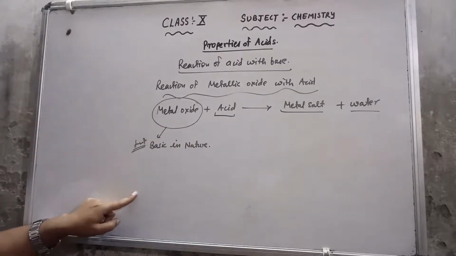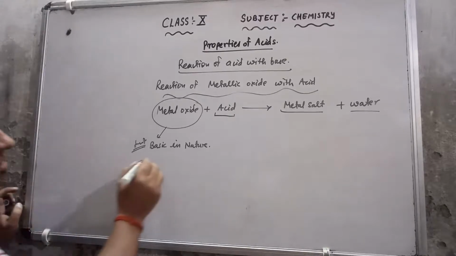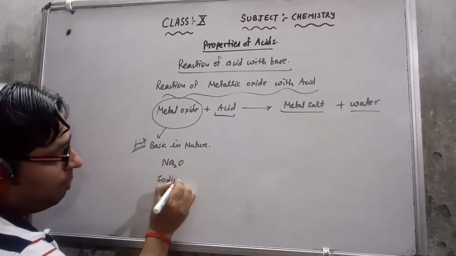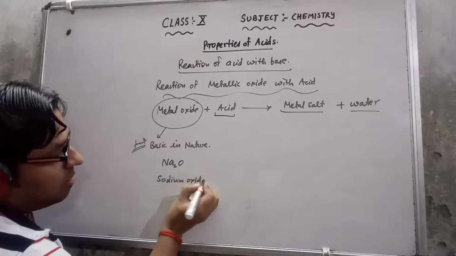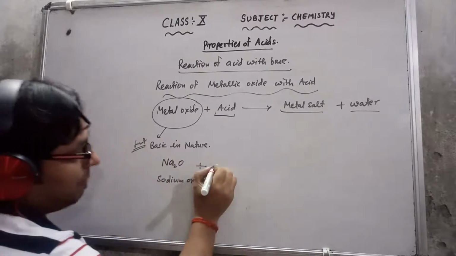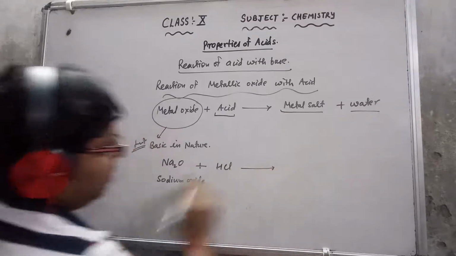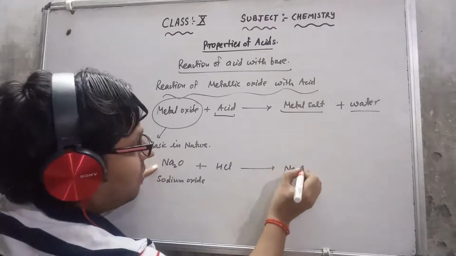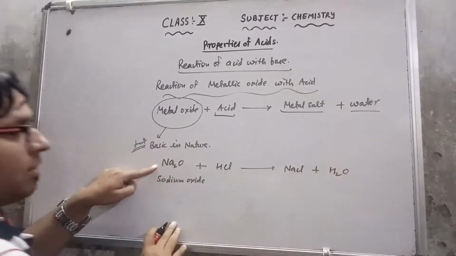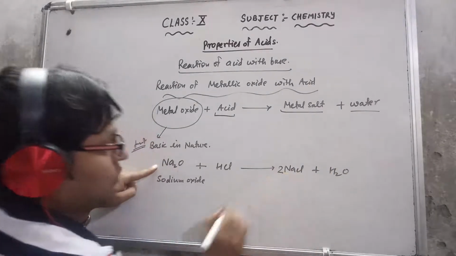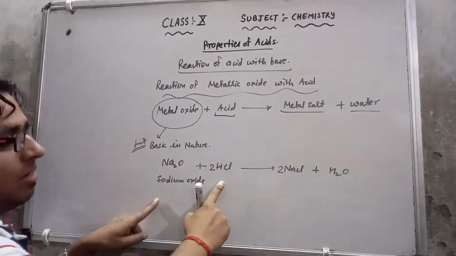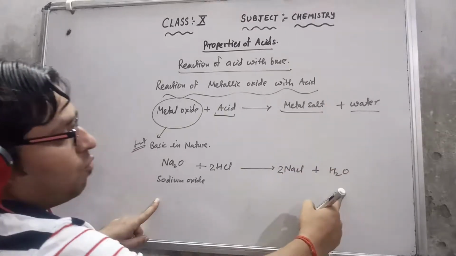Now, the reaction, if I discuss with you, suppose I am having the metal oxide, this is sodium oxide, Na2O. This sodium oxide reacts with, suppose the acid is HCl. So the metal salt, the salt of sodium and chlorine, this is NaCl, and the water molecule is H2O. To balance it, I will multiply by 2 here, multiply by 2 here. So sodium oxide reacts with hydrochloric acid to give us the metal salt and water molecule.